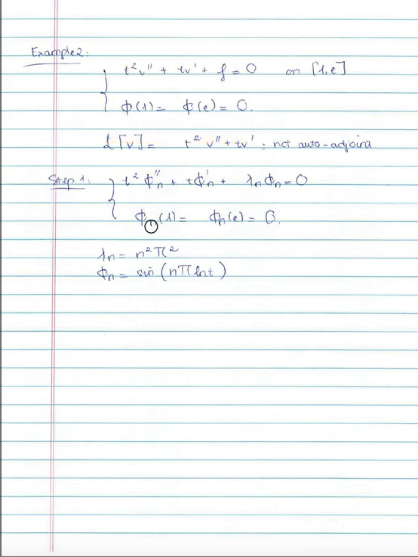Now, again, we have the same step. The first step is to try to find the eigenfunctions and eigenvalues. You're going to try to solve t squared phi n second plus phi n prime plus lambda n phi n is 0, where lambda n is also a number that you need to find, with the two boundary conditions, Dirichlet boundary conditions, both 0. For this one, after some computation that we did in class, we find lambda n is this guy and phi n is this guy.